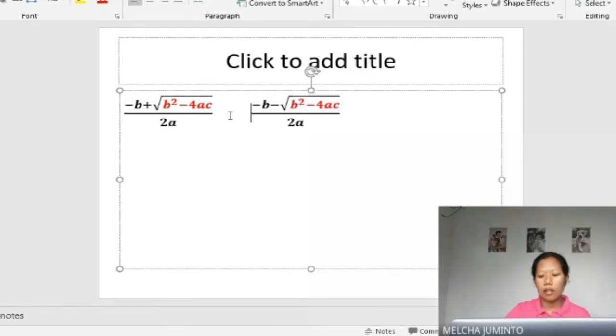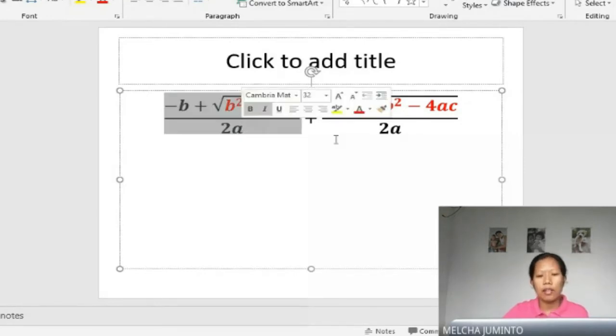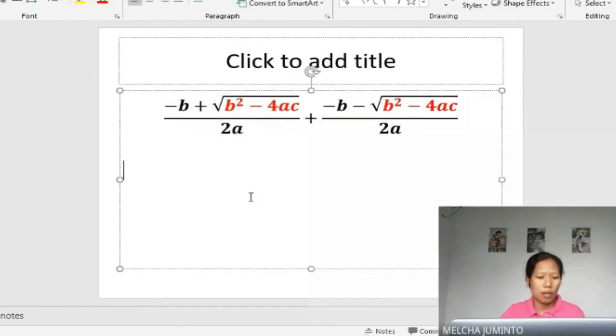Now, if we add the two roots, because of the word sum, we're going to use addition. The two expressions contain the same denominator, 2a. Therefore, we can add them because they are similar fractions. So add the two numerators. We begin by adding negative b plus negative b. The result is negative 2b.